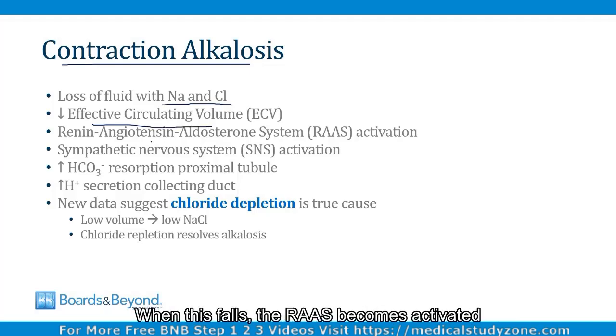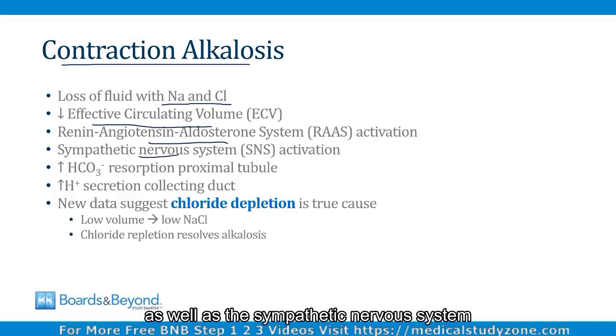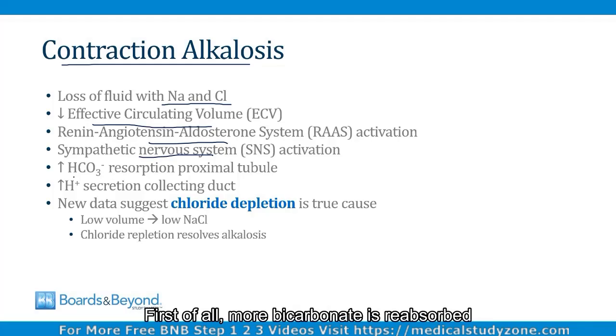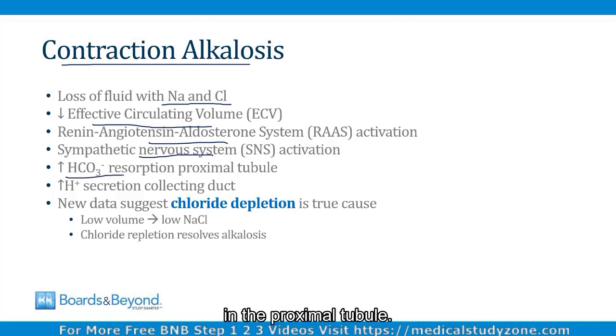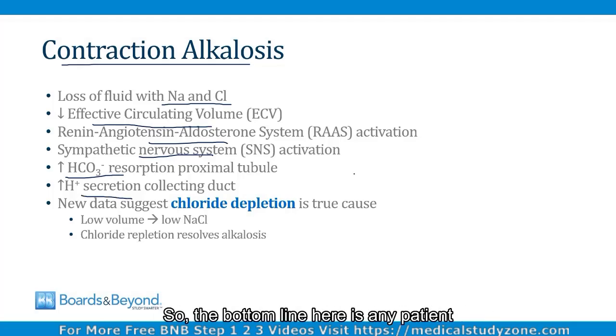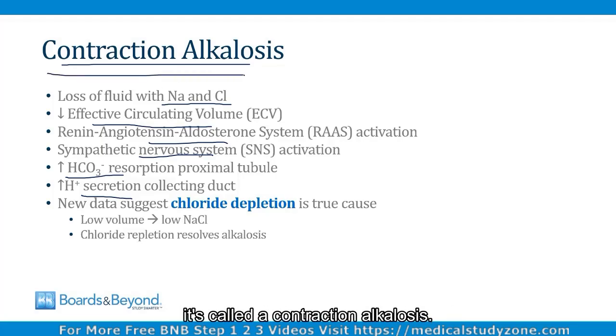When this falls, the RAS becomes activated as well as the sympathetic nervous system, and this has a couple of effects that lead to alkalosis. First of all, more bicarbonate is reabsorbed in the proximal tubule. In addition, acid is secreted in the collecting duct. So the bottom line here is any patient who is volume depleted for any reason, this could be because of vomiting, this could be because of hemorrhage, those patients will develop an alkalosis, and because their volume is contracted, it's called a contraction alkalosis.